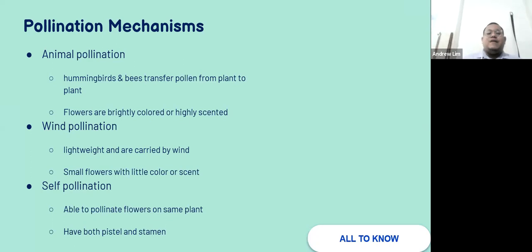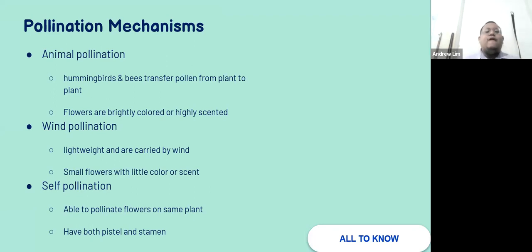So hence this type of flower looks very ugly. They basically have a very pale color. They have no smell at all. Some have little smell, but the majority have no smell because they do not need to attract any insect to help them. The wind can help them. So they don't need to be colorful or beautiful to attract insects. That's why this type of wind pollination flower is very dull, very small, and has little color, little scent.